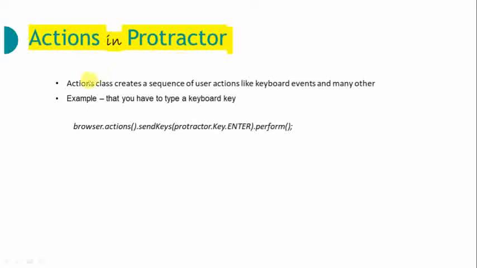Actions in Protractor. The action class creates a sequence of user actions like keyboard events and many others. For example, if you have to type on the keyboard, you can use browser.actions().sendKeys() and then use the Protractor key, so protractor.Key.ENTER, then .perform(). It will press the Enter key. Again, if you have to use any other key, you have to mention Key dot that key name.